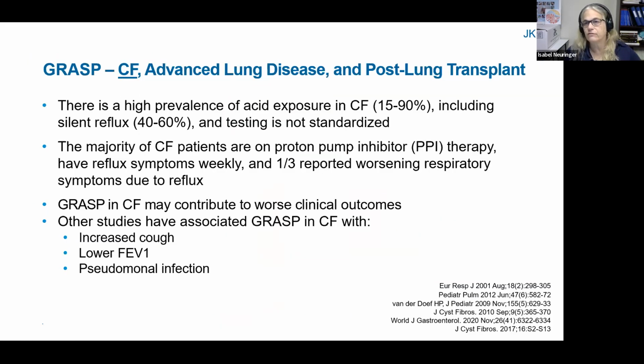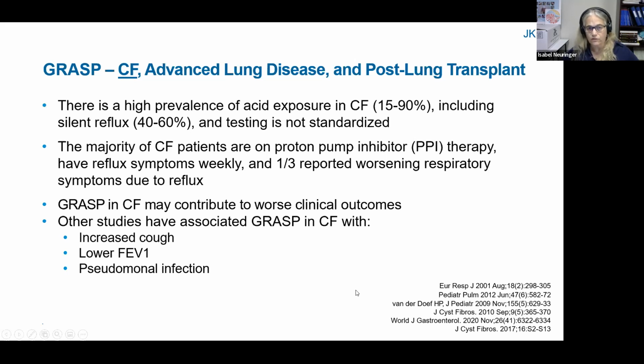So what is the impact of GRASP starting with CF? There is a high prevalence of acid exposure in CF, including silent reflux, and testing is not uniformly standardized. The majority of CF patients are on proton pump inhibitor therapy, PPIs. They have reflux symptoms weekly, and a third reported worsening respiratory symptoms due to reflux.